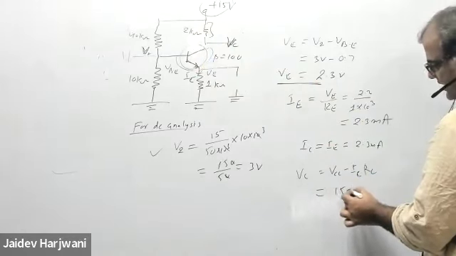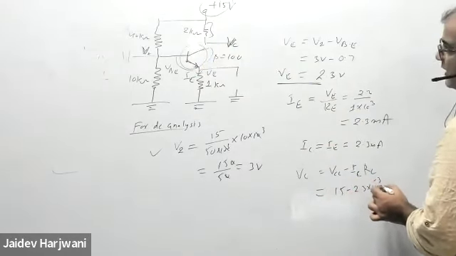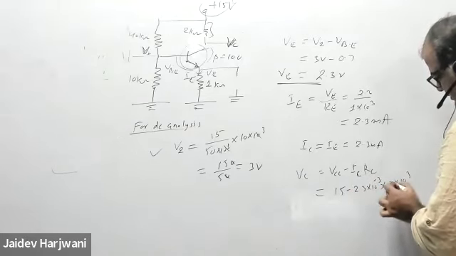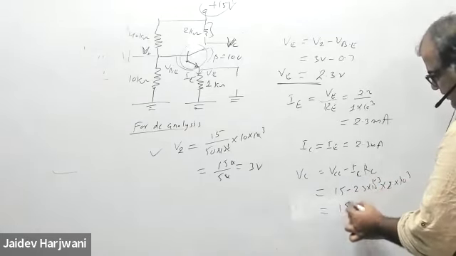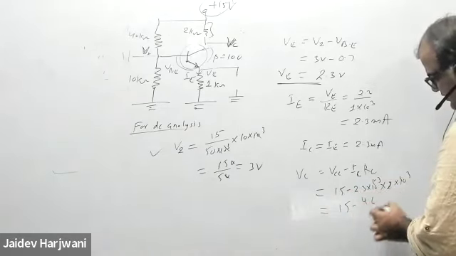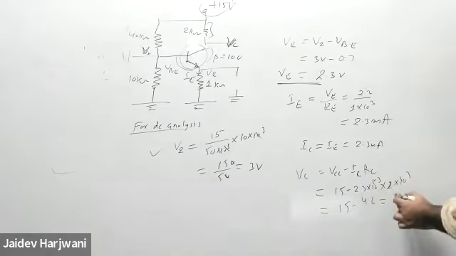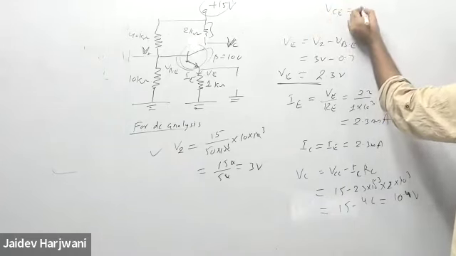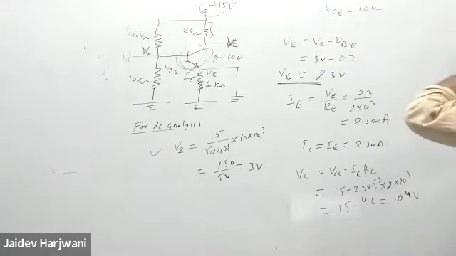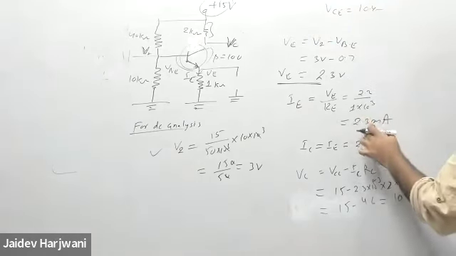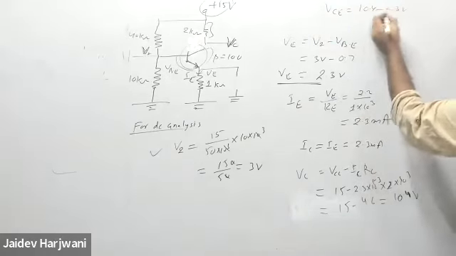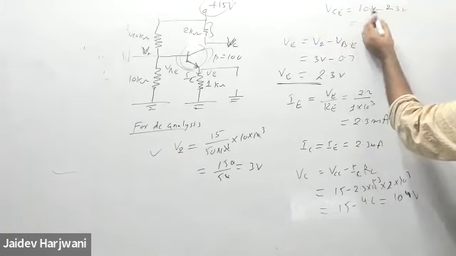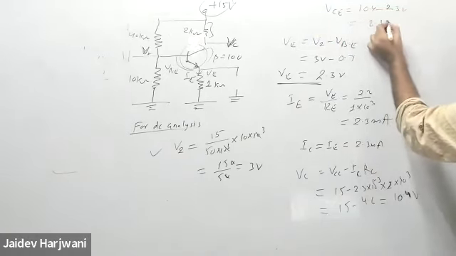So this is 15 minus IC, which is 2.3 milliamps, and this is 2 kilo ohm. So this 2 will cancel. 15 minus this becomes 4.6. 15 minus 4.6, how much will this come? 10.4 volt, VC. So VCE will come 10.4 minus VE, which is 2.3 volt. So how much will this come? Tell me. 8.1 volt.